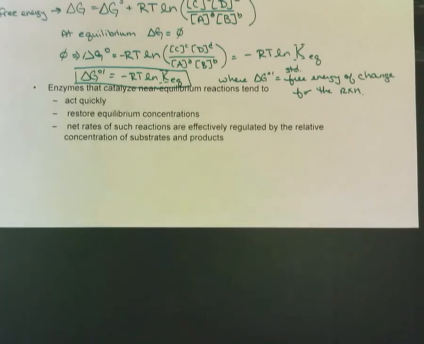Where delta G 0 prime is the standard free energy change for the reaction, which is specific for equilibrium at known concentrations. Which means all of our reactions are now temperature dependent, pressure dependent, and concentration dependent.